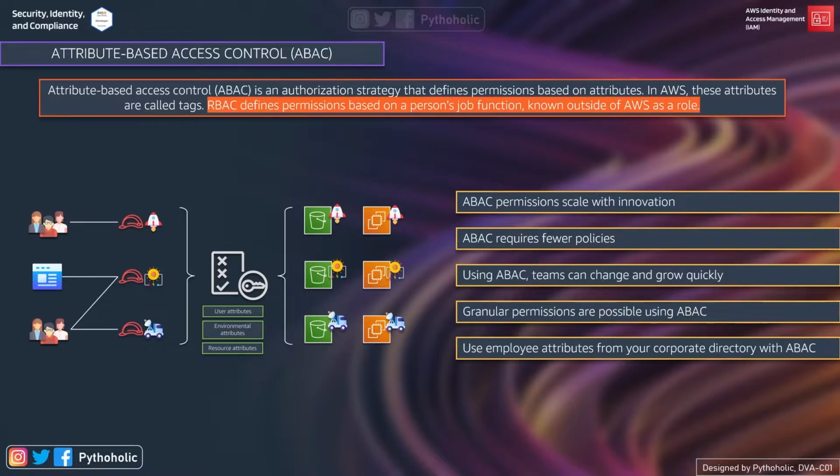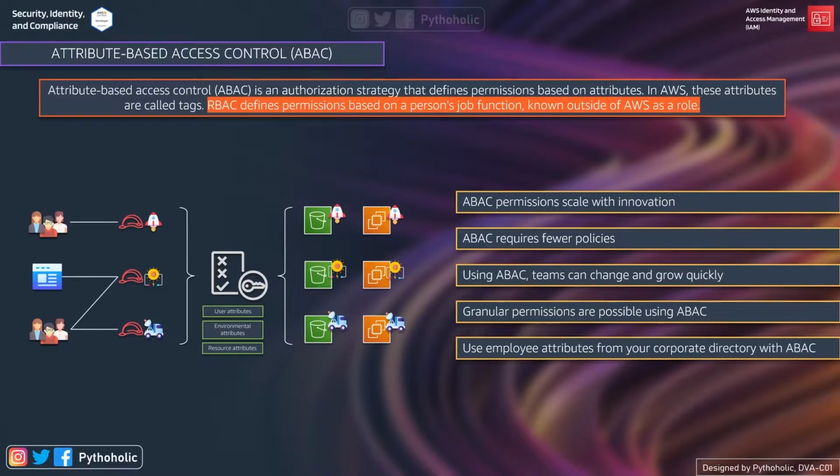Next, granular permissions are possible using ABAC. This is because, unlike RBAC, you can actually implement least privilege access principles by creating a policy with permissions to just perform the task. This is good because permission scaling is rapid in attribute-based access control.